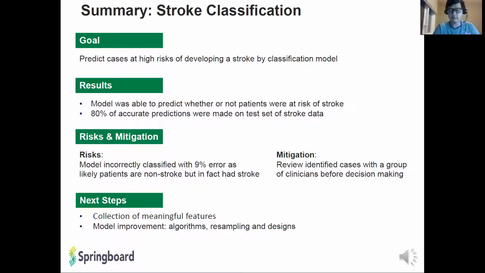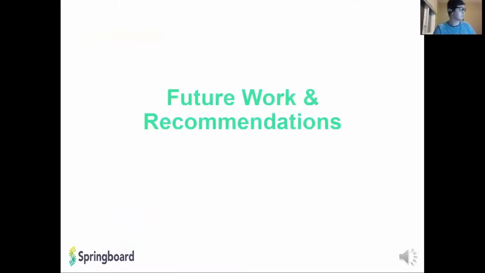In terms of risk and mitigation, the model incorrectly classified, with a 9% error, patients as non-stroke cases when in fact they had a stroke. The mitigation strategy that I'm emphasizing here is that we need to review these identified cases with a group of subject matter experts, being clinicians, people making clinical decisions. The next step will be the collection of more meaningful features and model improvement, which I'm going to talk about in more detail soon.